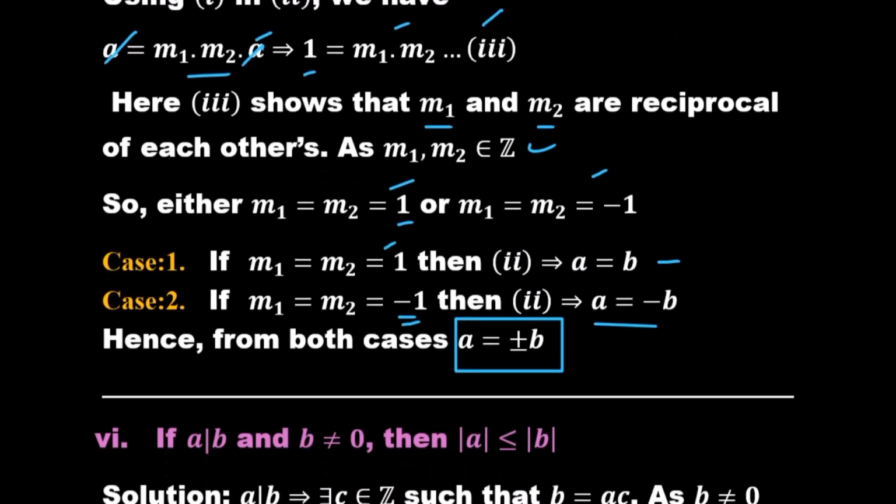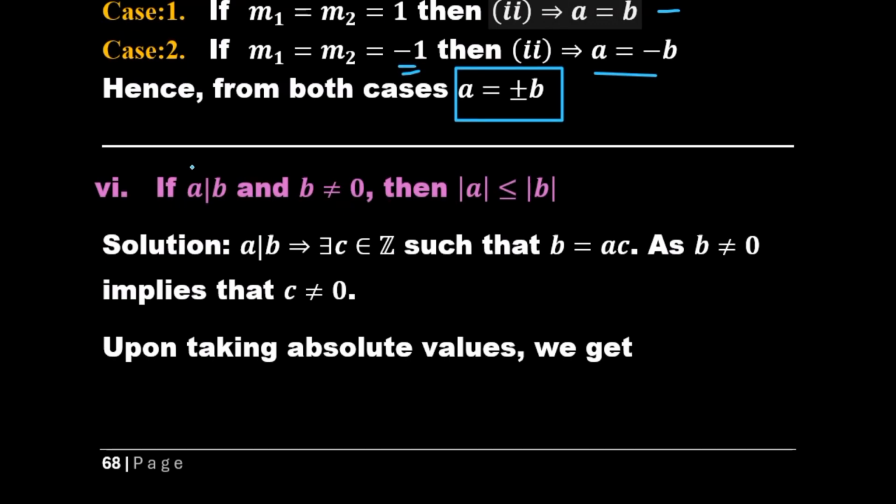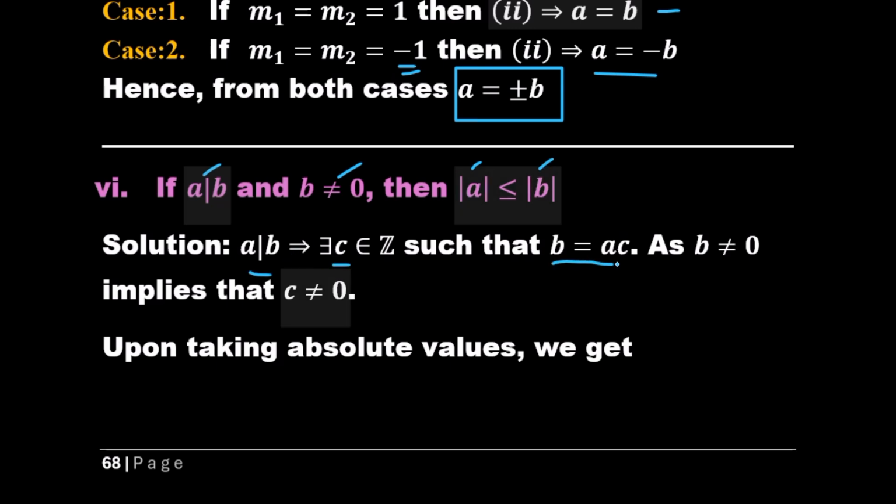Next, in the sixth part, if A divides B and B is non-zero, then we have to show that the absolute value of A is less than or equal to the absolute value of B. A divides B means there exists an integer C such that we can write B is equal to A into C. As B is non-zero, this definition holds only when C is also non-zero, as B is a multiple of A and B is non-zero itself, so C must be non-zero.